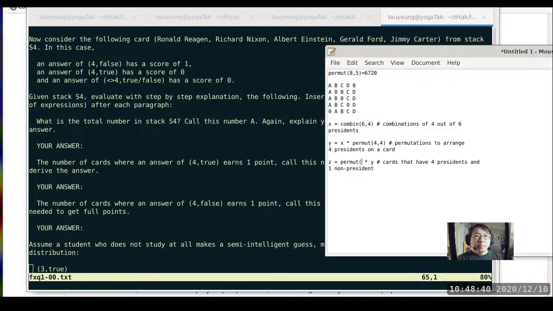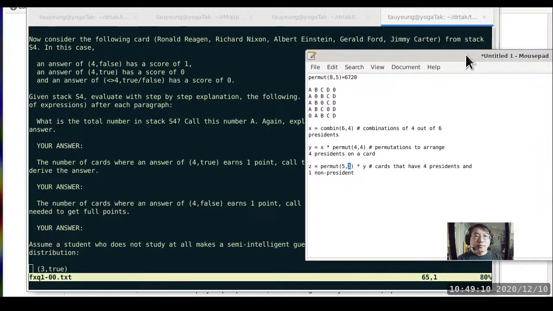So it becomes permut 5, and then followed by in this case a 1, which is, let me think about this. I may not be doing this right. Nope, I think I'm doing this right. So permut 5, 1. This 1 is the number of non-presidents on a particular card, and since we are limiting to the stack S4, it is just 1. So Z is the answer to this question.